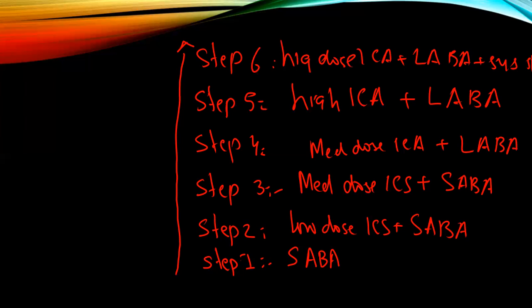And if the patient's symptoms are controlled, that is known as the step down approach, and usually we step down if the symptoms of asthma are well controlled for more than 3 months. So this is how you manage a patient with asthma.